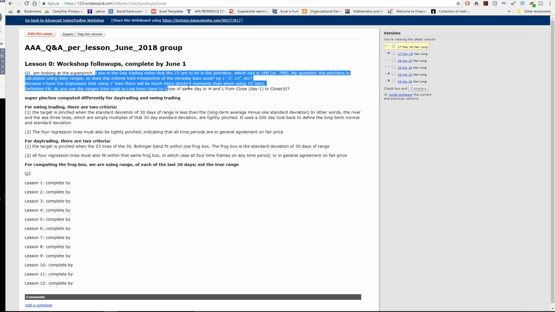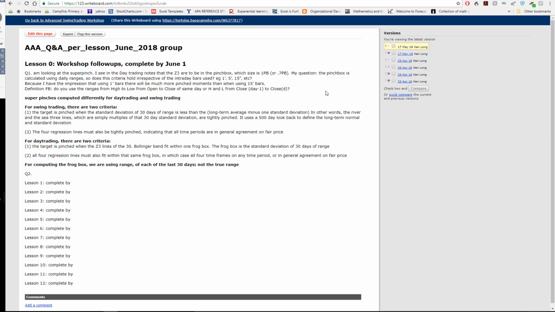Because I have the impression that using 1 minute bars, there will be much more pinched moments than when using 15. That's a good question. And then for the definition of the frog box, do I use the ranges from the high to low, from open to close of the same day, or do I use -1? So really, let me get that one first.